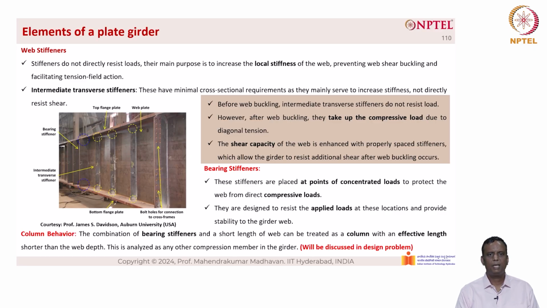The design of bearing stiffeners follows column behavior. Basically, the combination of bearing stiffeners and a short length of web can be treated as a column with an effective length shorter than the web depth. This is analyzed as any other compression member in the girder. This will be described in later classes.